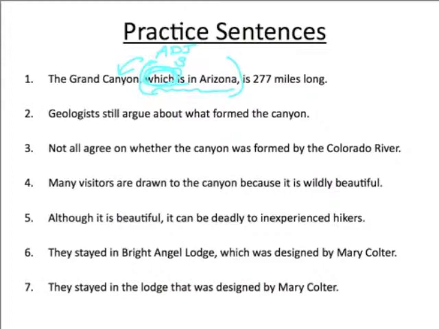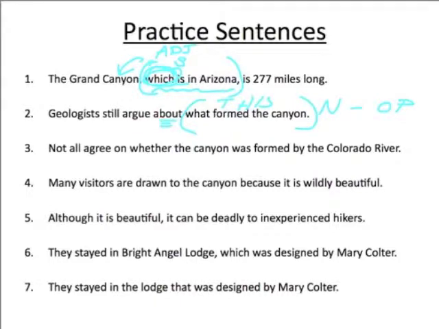Okay, look at number 2 here. Geologists still argue about what formed the canyon. What formed the canyon is our subordinate clause. Geologists still argue about this. Okay, this is a noun clause that's functioning as the object of the preposition about.